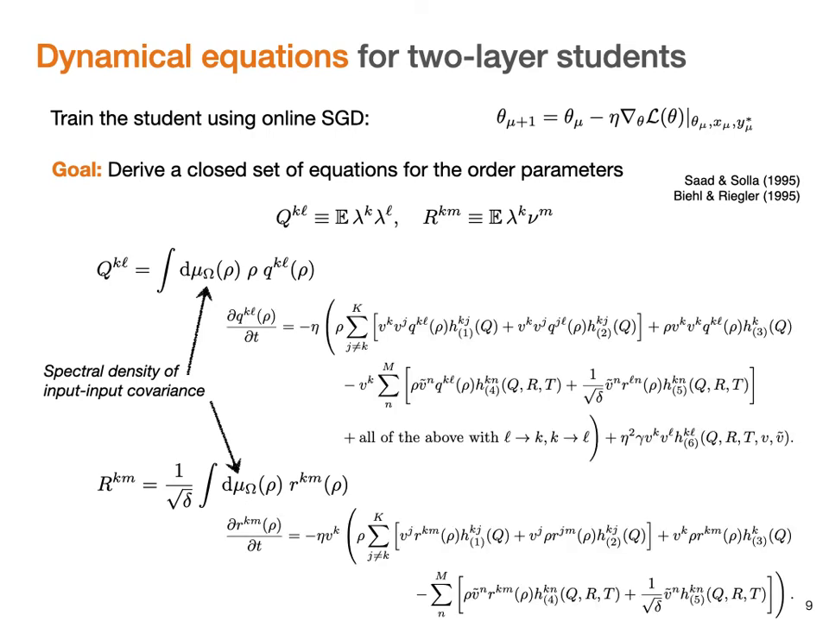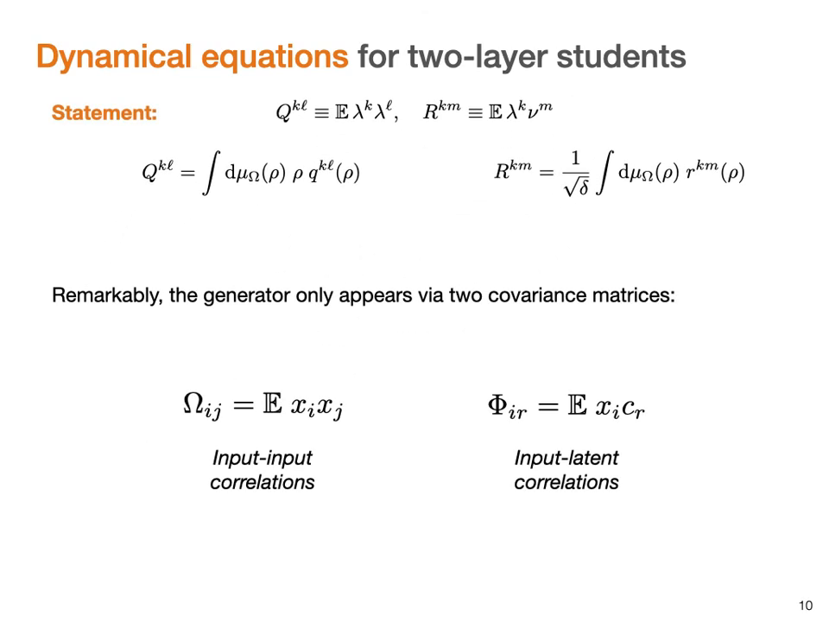paper. The key point here is that, remarkably, the generator of your inputs only appears via two covariance matrices, the input-input correlations and the input-latent variable correlations. And so this means that a priori you could use these for much more complicated generators than just the single layer generator where we have the rigorous Gaussian equivalence theorem. And so this is what we did, because experiments are cheap and easy to do.